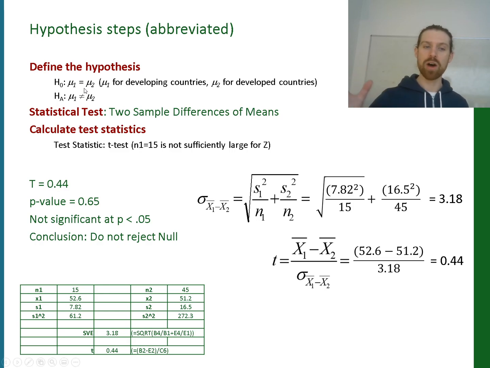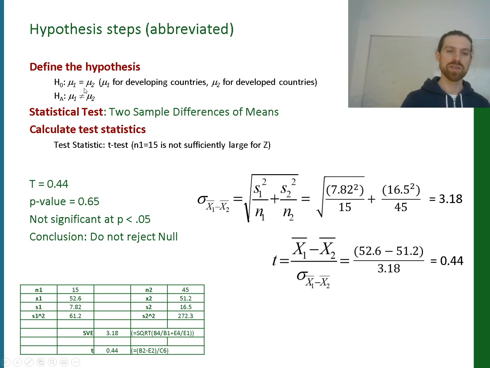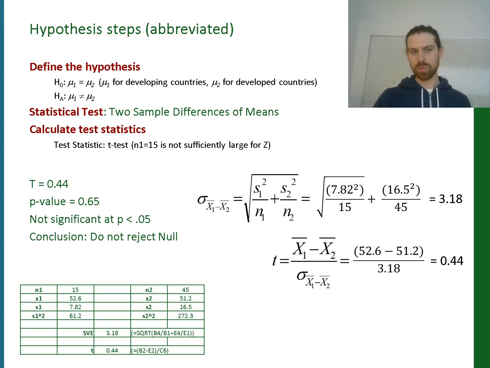Hopefully you understand that now from the work we did in the previous sessions. Essentially we're saying it differs. We don't know which way that direction runs, but we think it's going to be significantly different in some way. Okay, so we know the test we're going to run, and we're going to calculate the test statistic. We've got a relatively small sample size here, less than 30, which means we're going to be using the t-distribution, which means we're going to be using the t-test.